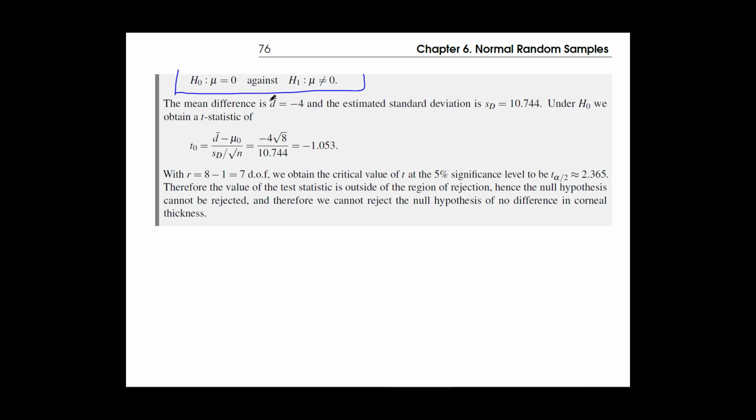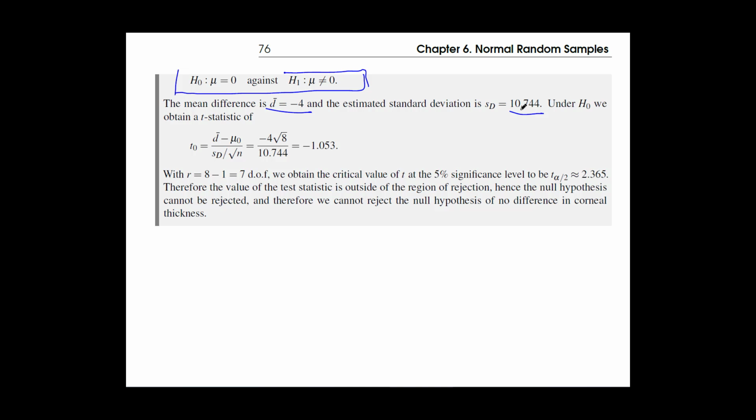So the alternative is going to be mu not equal to mu naught. Now, mu naught is 0 here because if mu is 0, it means that both eyes are the same. All right, so the sample mean is -4, and the sample standard deviation is 10.7. And then we proceed as we did before. So everything is exactly the same as before, okay?